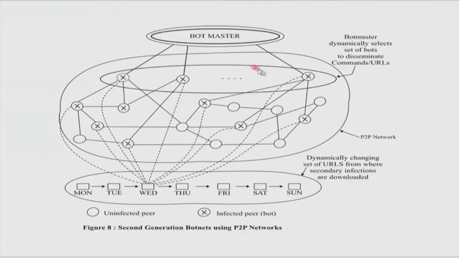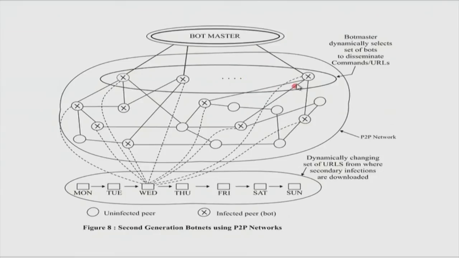You've got a bot master. He has recruited, by compromising all these machines, a whole bunch of bots to disseminate his commands and his URLs. So the URLs are disseminated to these machines, saying that this is the URL where you will find the latest command. So that URL has to be disseminated to all these bots. So these are selected bots that are communicating at a particular point with the bot master. And then these disseminate commands to the rest of the bots over here.